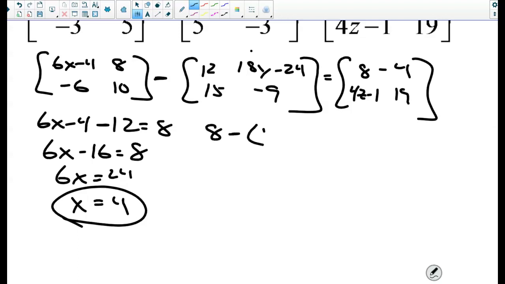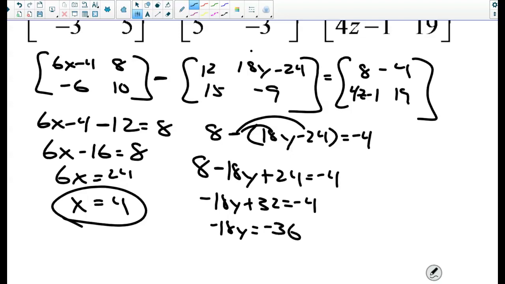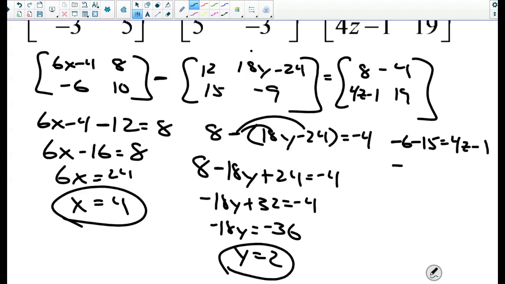8, and this is the distribution. You've got to do this distribution correctly. 8 minus 18y plus 24. The negative goes to both terms. Negative 18y plus 32 equals a negative 4. Negative 18y equals a negative 36. And my y equals 2. And I divide both sides by negative 18. Finally, negative 6 minus 15 equals 4z minus 1. Negative 21 equals 4z minus 1. Negative 20 equals 4z. And negative 5 equals z.